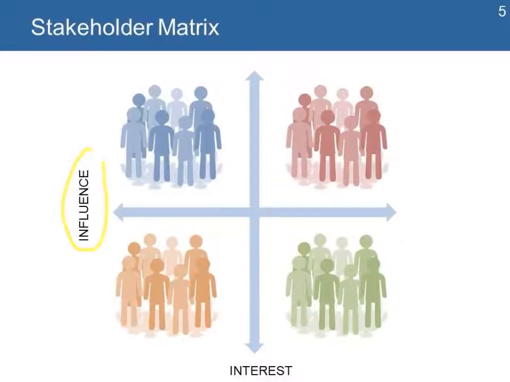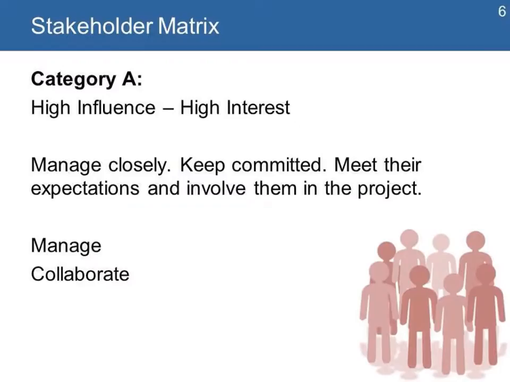Again, we identify the level of influence they have, high or low, the power they have to change the project, and their level of interest in the project from low to high, and you end up with these 4 groups of stakeholders. The first group, category A, is the group with high influence. They have a lot of power in the project, but also high interest. Typical members in this group include the donor, and the strategy for them is to manage them closely, keep them committed, meet their expectations, and involve them in the project.